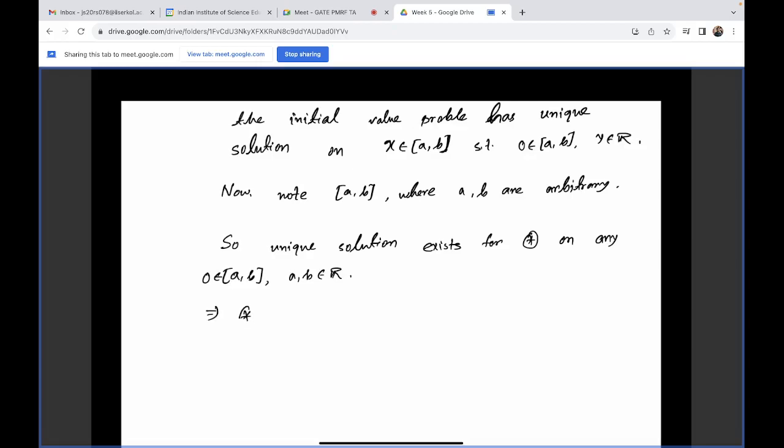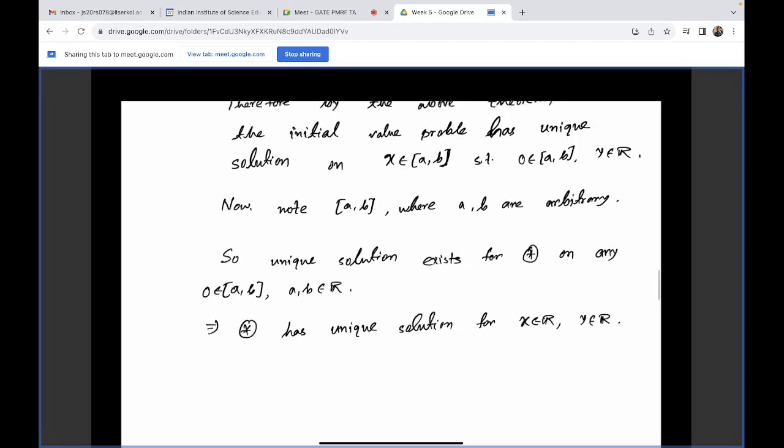Which implies star has a unique solution for x belonging to R and y also belonging to R, right? Because suppose it does not have a unique solution somewhere, then you can always find an interval which will contain that particular set. There it will violate the theorem, because this is true for any compact interval, there must be a unique solution, therefore it cannot happen. So it has a unique solution on all x in R.